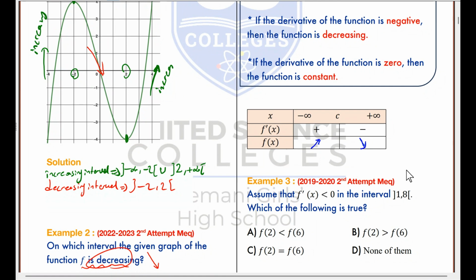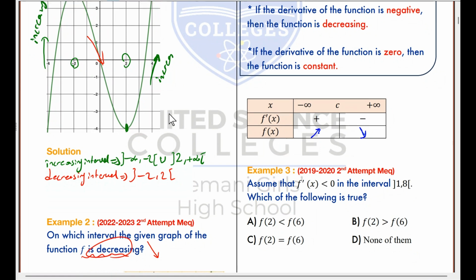Okay, one last question and I finish the video. Assume that f prime is negative in this given interval. Which of the following is true? When you look at the options, they give you the relation between the values of the function at 2 and 6. This is equal here, this is less than this, more than this, and stuff.